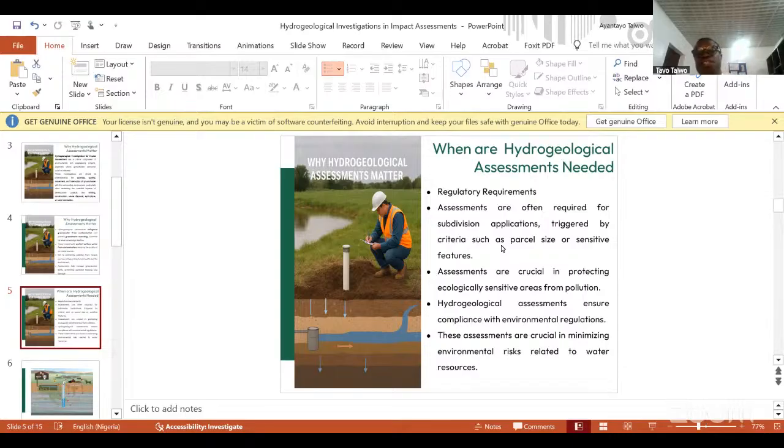Now, third, hydrogeological assessments ensure compliance with environmental regulations, regulatory requirements, like we said. These assessments are crucial in minimizing environmental risks related to water resources. I'll go on to our next slide.